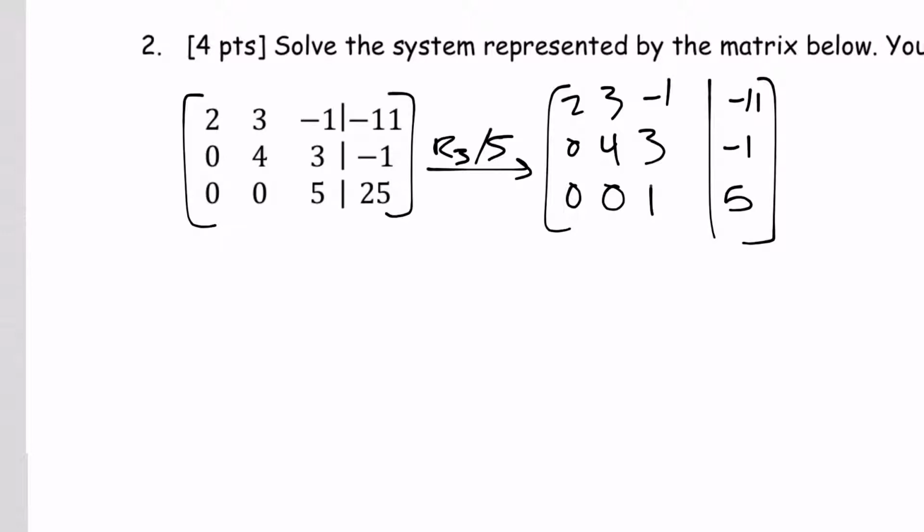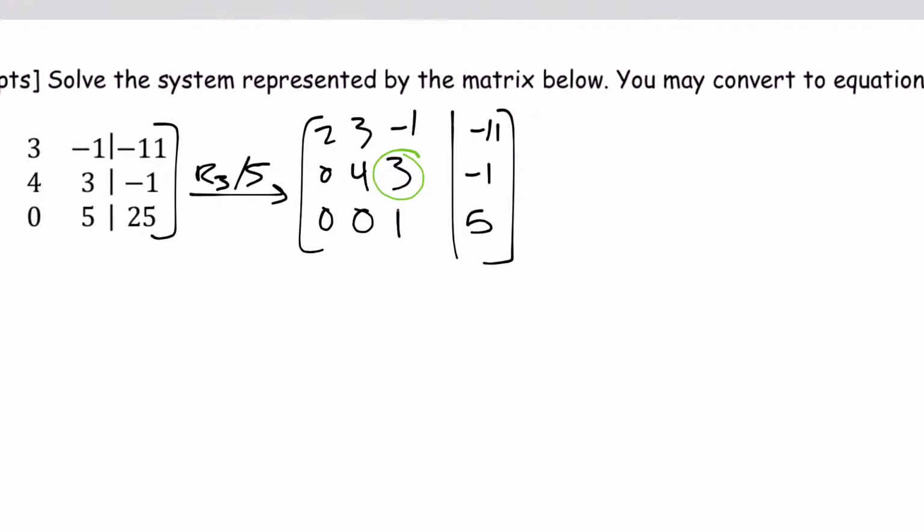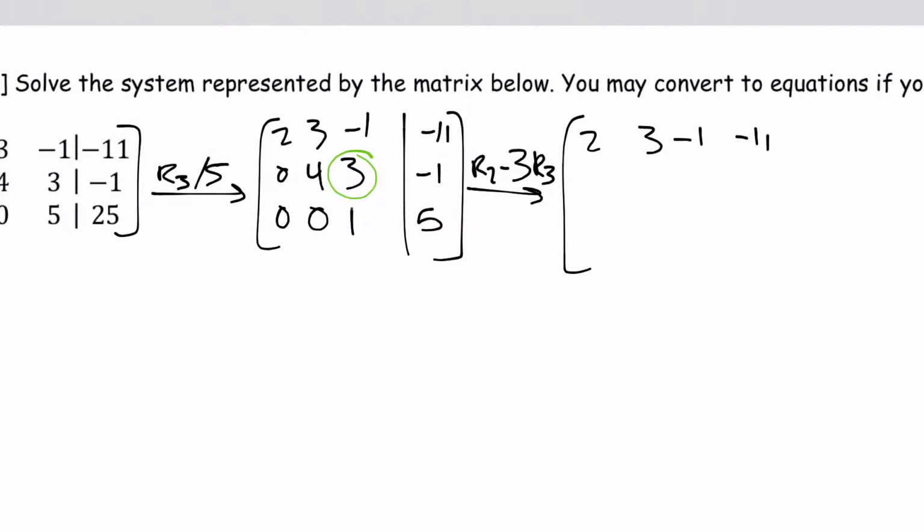Now I'm going to use that bottom row to make this 3 become a 0, which means I need to subtract 3 of row 3 from row 2. So row 2 minus 3 row 3 is the operation I'm going to do. Top is going to stay the same, 2, 3, negative 1, negative 11. Bottom's going to become 0, 4, 0 right there.